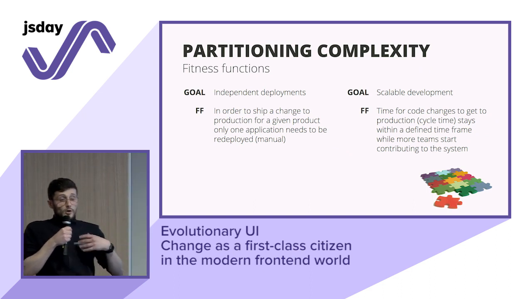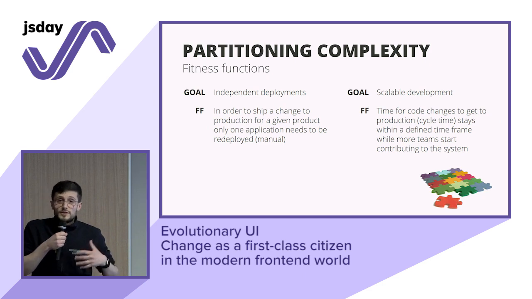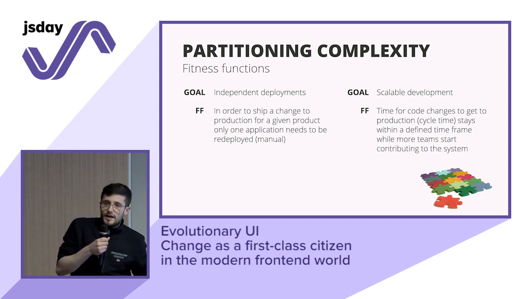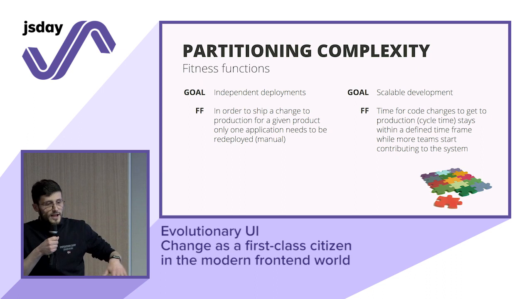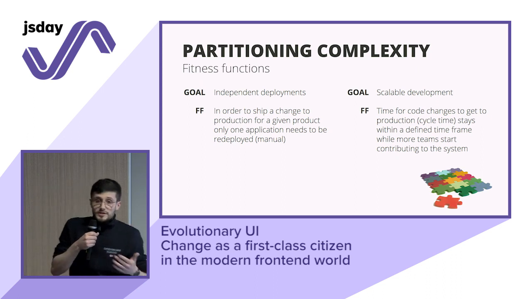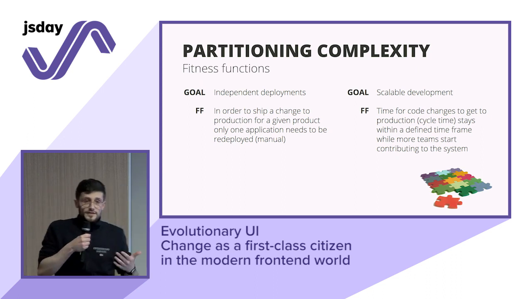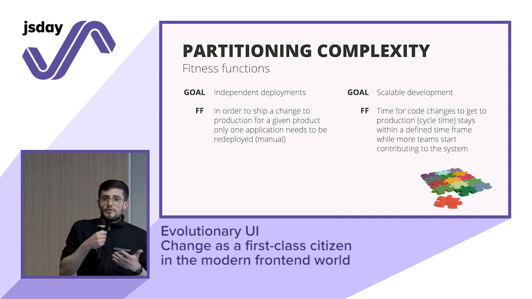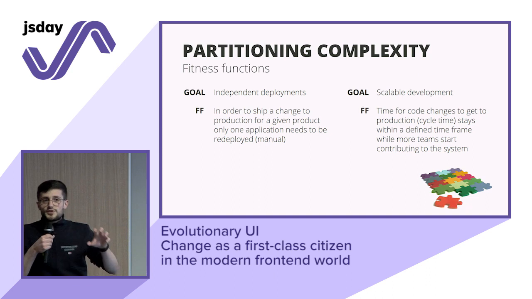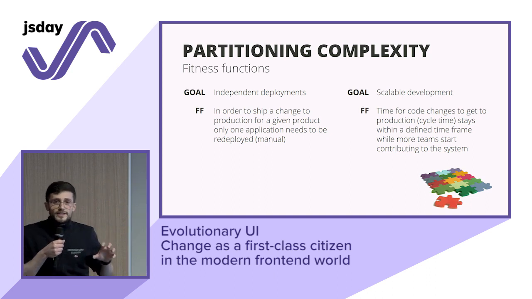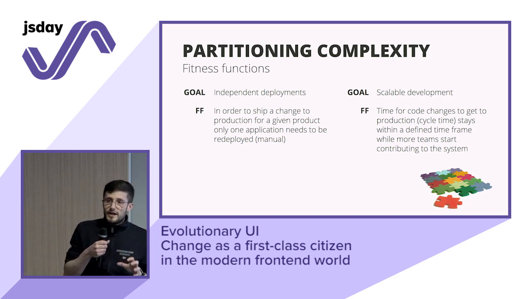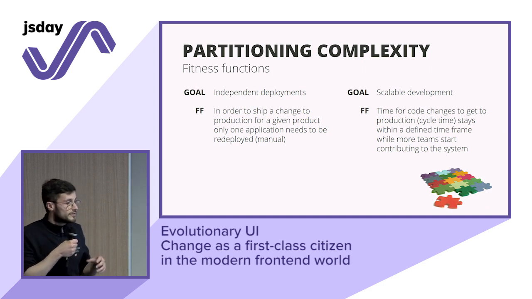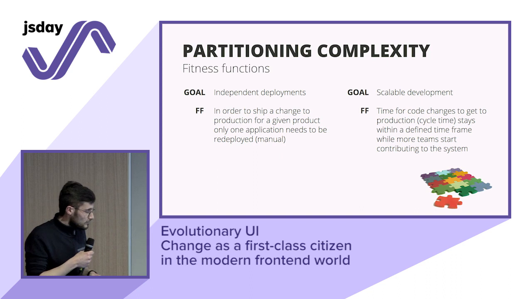And I can also automate, for example, this fitness function in a pipeline, and then forget about it. And then maybe more teams will join and contribute to the system. At some point, this fitness function will start to break and become red and will capture your attention and say, okay, something is happening in my system. I need to take action if I want my system to keep being scalable.